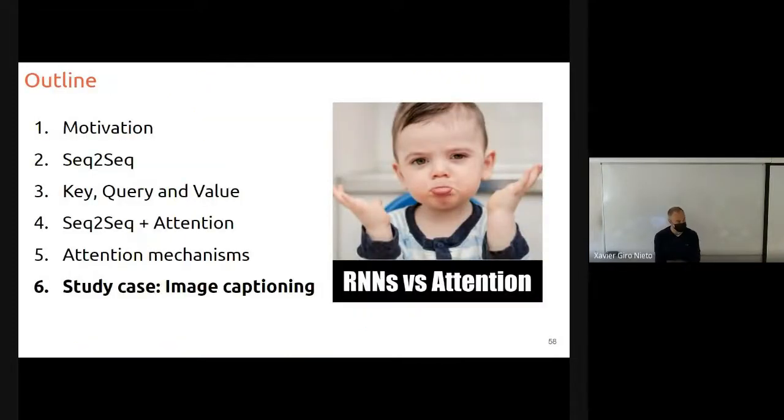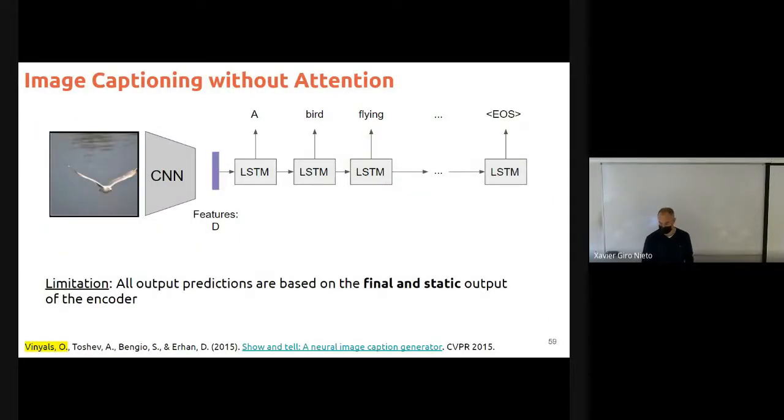Another case study to finish is image captioning. The task of image captioning is, given an image, to produce a sequence of words that describe that image. Imagine that we have an image. We encode this image with a neural network, so we have a compact representation. This can be the starting token for an RNN, for example, to start predicting the words, like a bird flying over a flower.